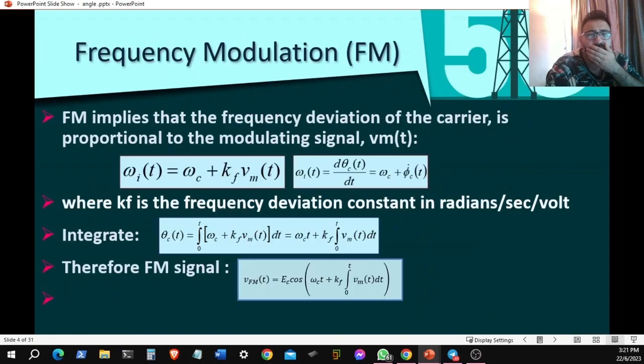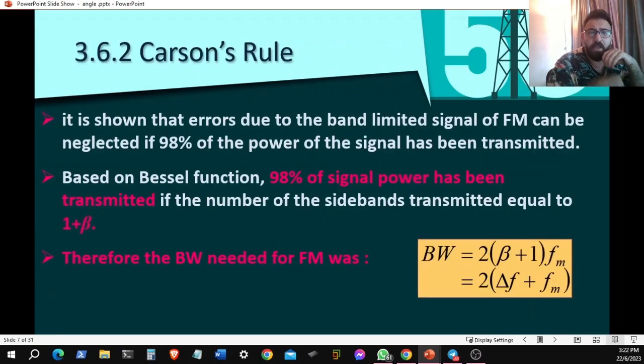Talking about the Carson rule, it's shown that errors due to the band limited signal of FM can be neglected if 98% of the power of the signal has been transmitted. So if it is 97%, 96% or less, the Carson rule cannot be applied, or the band limited signal cannot be neglected.